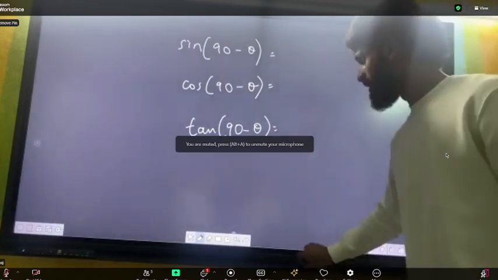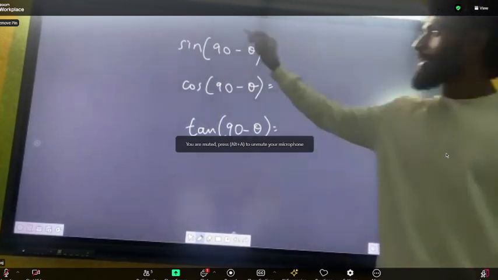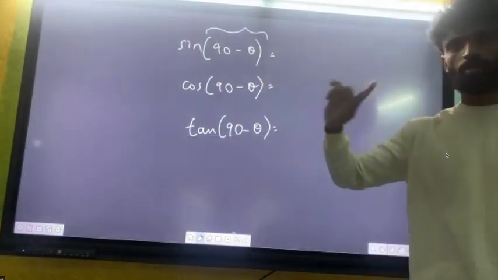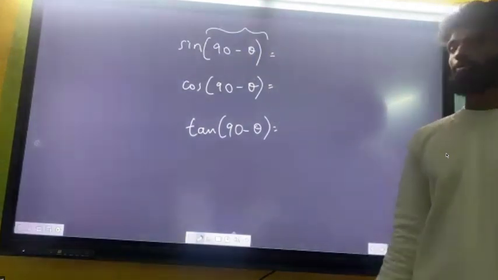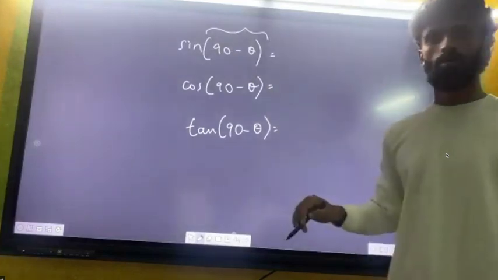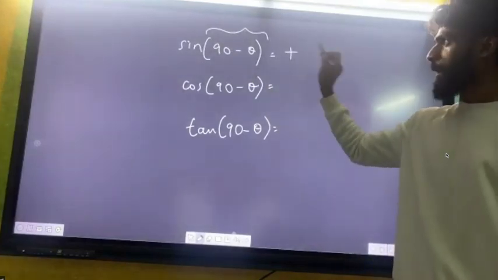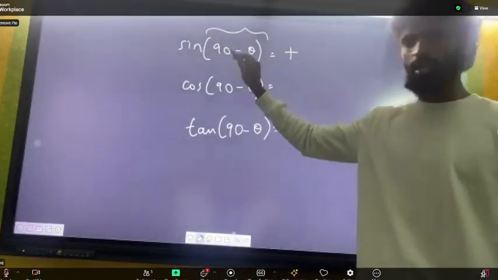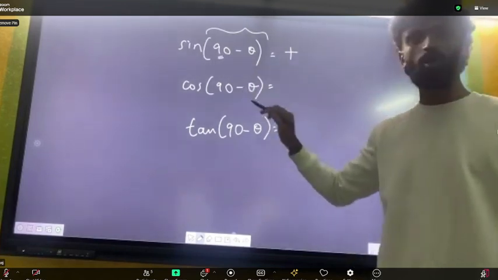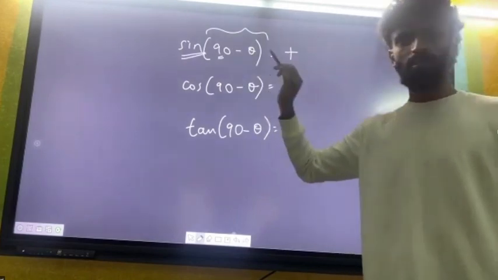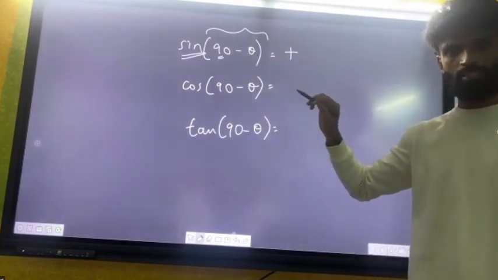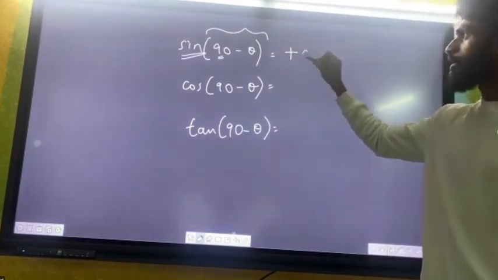Okay, let's try this again. The bracket is going to help me find if it is positive or negative. First of all, 90 minus theta, which quadrant? First quadrant, sign is positive. I put a plus there. Now I go back inside the bracket. 90 is odd or even? Odd. Changes or remains the same? Changes. Sine becomes cos something.